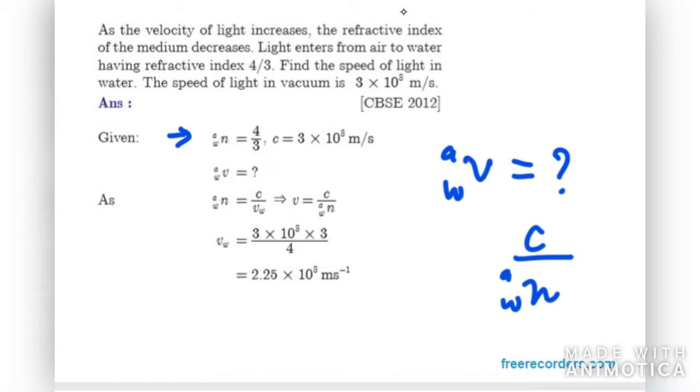So we need to find the value for this. So C is 3 into 10 raised to power 8 and N is 4 over 3. So when you solve this, you will get your answer as 2.25 into 10 raised to power 8 meter per second. So that's your answer.